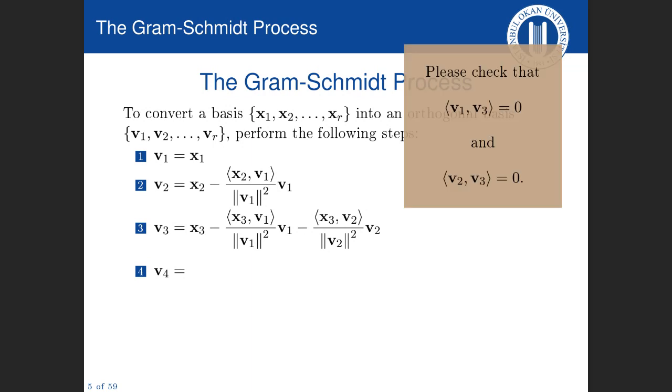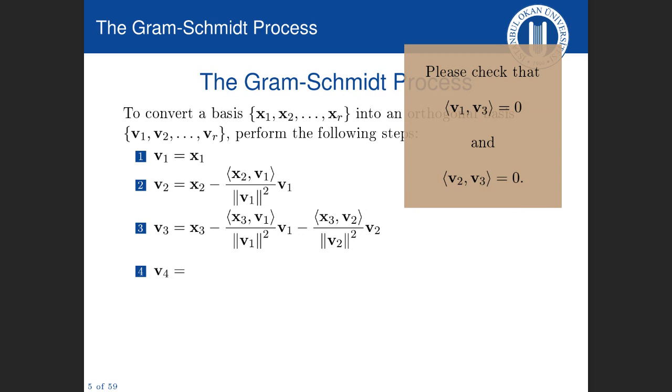Now I'm going to leave it for you to check that if we define V1, V2, and V3 like this, V1 and V3 are orthogonal, and V2 and V3 are also orthogonal. Just do as I did for V1 and V2, calculate these inner products, and you'll see that you always get equal to 0 because everything cancels out.